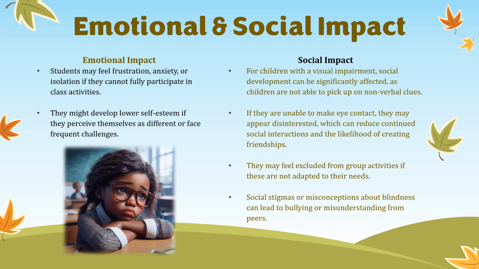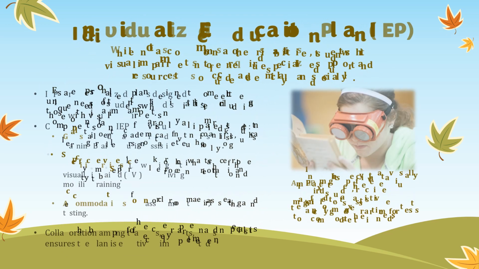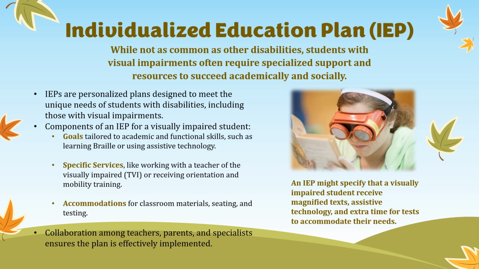IEPs, or individualized education plans. While not as common as other disabilities, students with visual impairments often require specialized support and resources to succeed academically and socially. IEPs are personalized plans designed to meet the unique needs of each student with disabilities, including those with visual impairments.